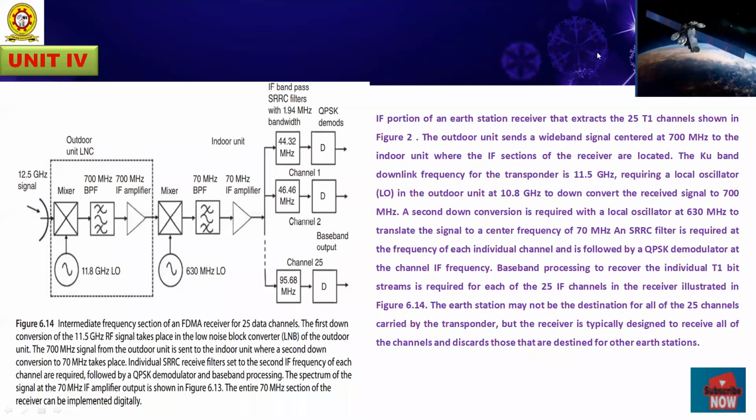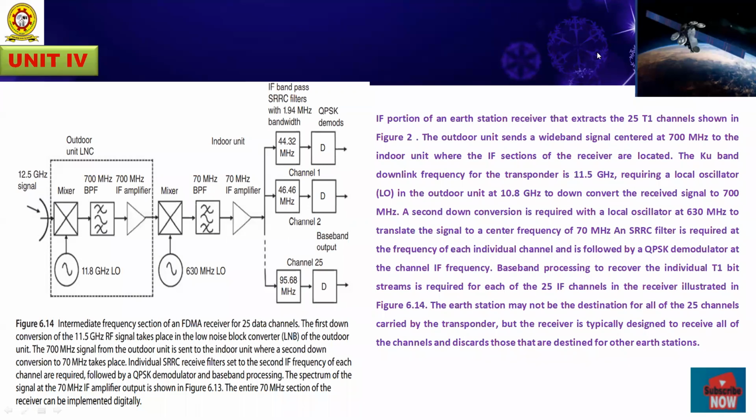Therefore, what does FDMA say? This FDMA partitions this 70 megahertz signal according to priority. Suppose for one channel they may assign some 40 megahertz, for another channel they may assign some 50 megahertz. Likewise, 25 channels are served, and this amplifier is used to drive the 25 channels. Why? Because this is a 25 channel system.